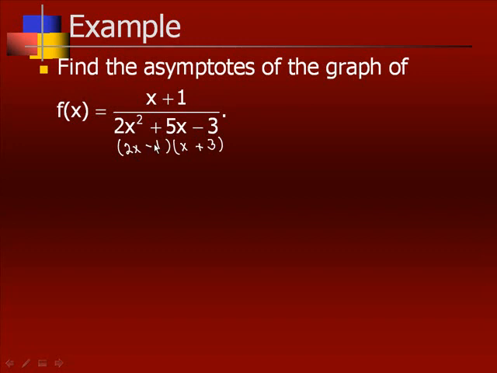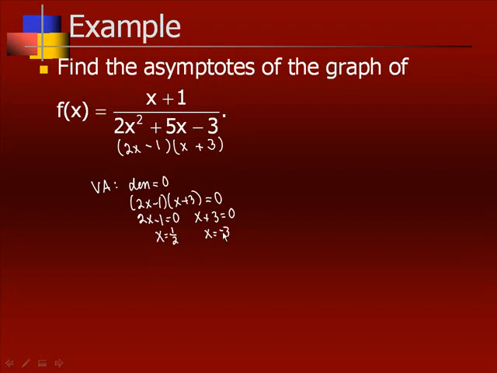So, to find the vertical asymptote, we take the denominator and set it equal to 0. So we would have 2x minus 1 times x plus 3 equals 0. Set each of these equal to 0. 2x minus 1 equals 0. x plus 3 equals 0. That would give us x is 1/2, and that would give us x equals negative 3. So we're going to have two vertical asymptotes.